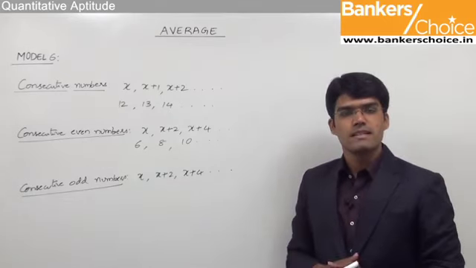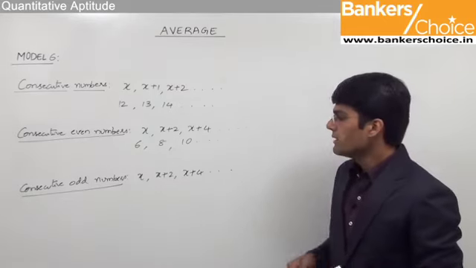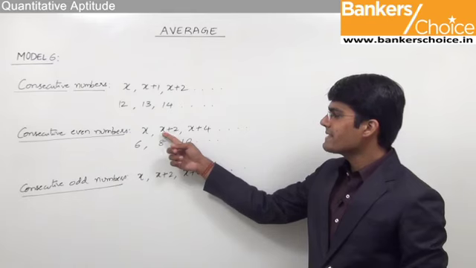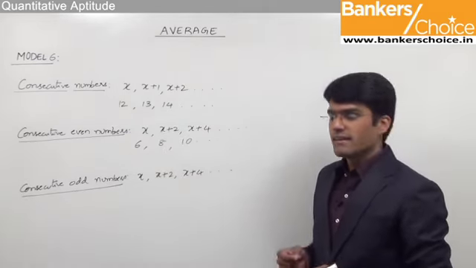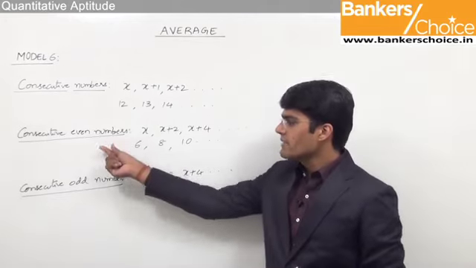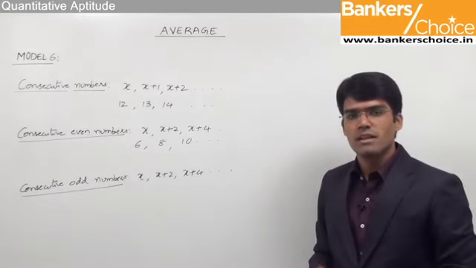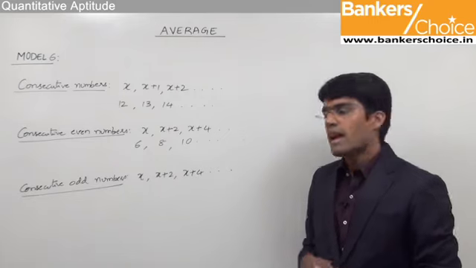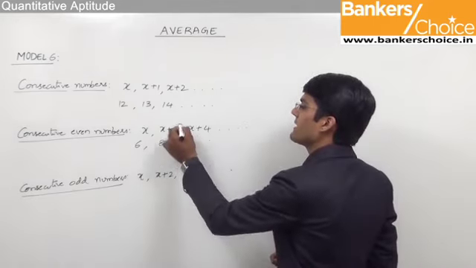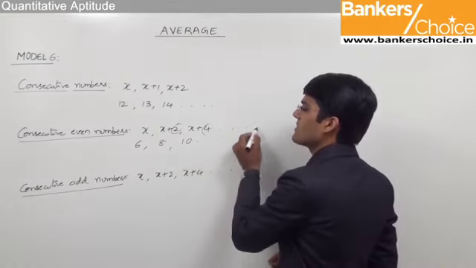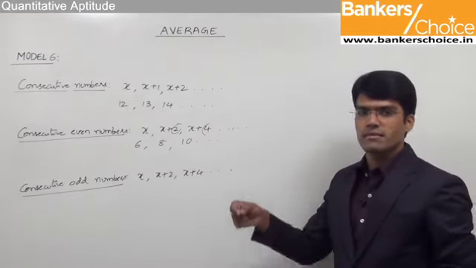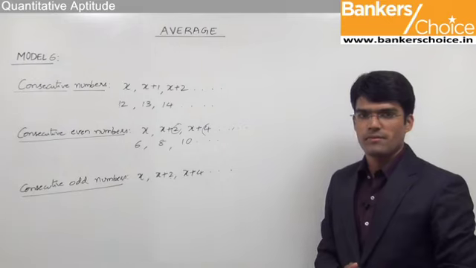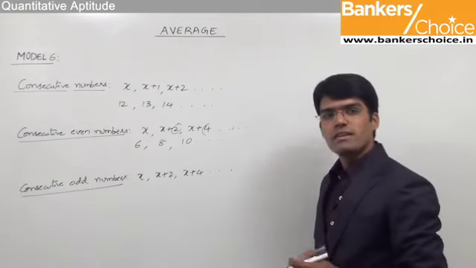Whether the numbers are consecutive odd or consecutive even, they should be represented as x, x plus 2, x plus 4 and so on. The idea here is that between any two consecutive odd or any two consecutive even numbers, the difference is 2, and that difference of 2 is reflected here. Again plus 2 and so on. So that is the reason we should always take it as x, x plus 2, x plus 4 and so on. Let us now take an example of consecutive odd numbers.